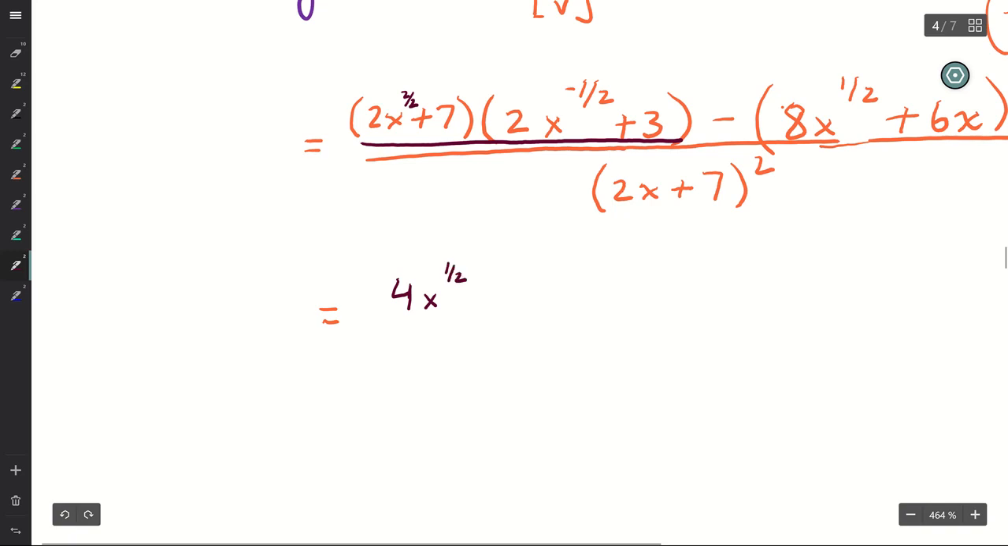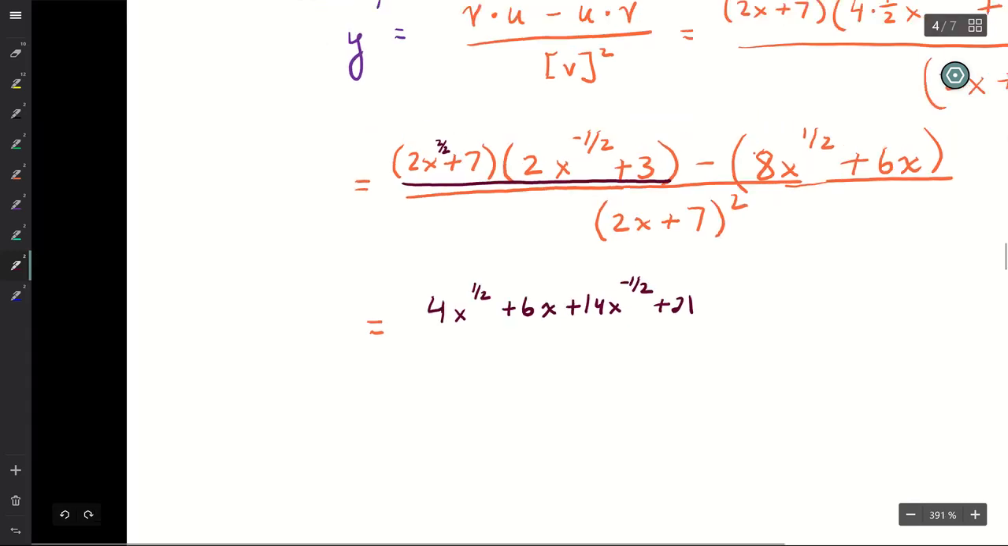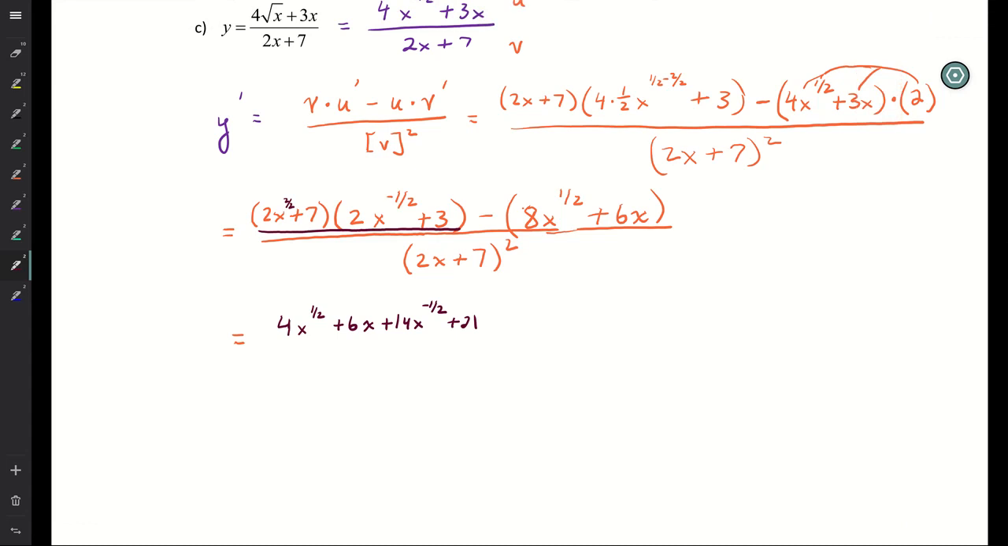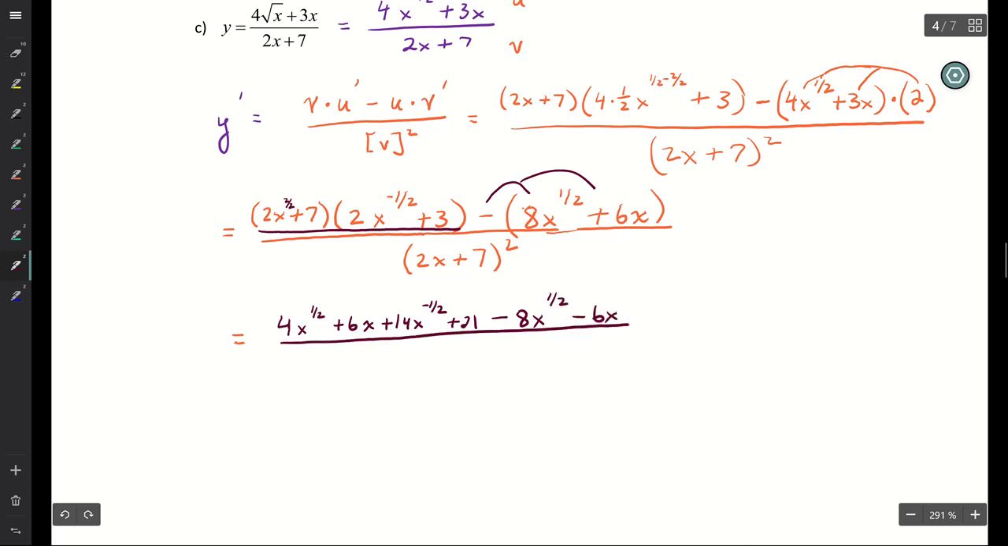Okay, so we've multiplied the first and the first. Now we need to multiply the outers. So 2 times 3 would be 6. At this point, it's more convenient just to think of this as just an x. So 6x. Multiply the inners. So it'd be 14, and then x to the negative 1/2. Multiply the last. So that would be 21. Okay, so we FOILed out those first 2 binomials. Okay, now distribute this negative. So this would be negative 8x to the 1/2, and then minus 6x, and then all over the bottom thing squared.